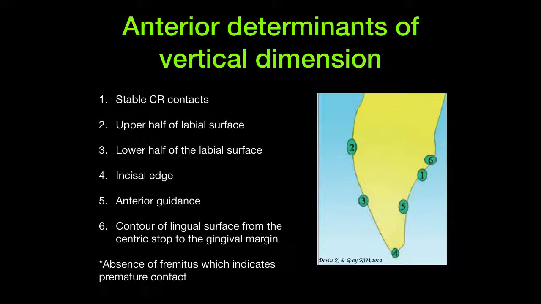Anterior guidance is determined by the protrusive path but should also include a long centric. The contours should have no interferences with the T, D or S sounds. Finally, it is important to check with shimstock to exclude premature contact.